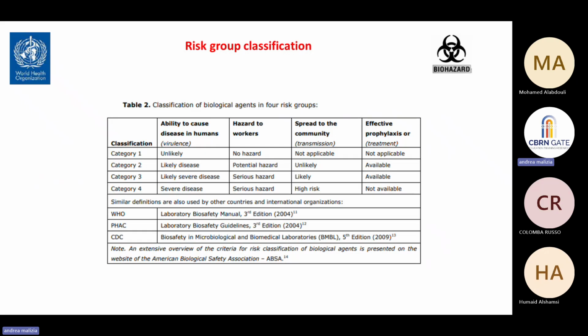Same situation. It's important whether it spreads to the community: laboratory category level 3 is likely, and 4 is high risk. Also, effective prophylaxis is available in category 3. It's not available in risk group 4. And this is the classification procedure. There are international organizations that use this procedure, for example WHO, CDC of Atlanta, and the WHO Laboratory Biosafety Guideline.